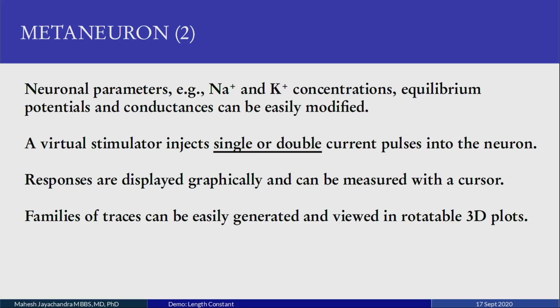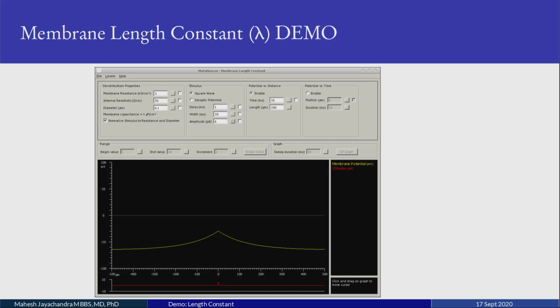A virtual stimulator injects single or double current pulses into the neuron, and responses are displayed graphically and can be measured with the cursor, and families of traces can be generated and viewed in rotatable 3D plots. This is similar conceptually to tau, but here we are looking at distance rather than time.